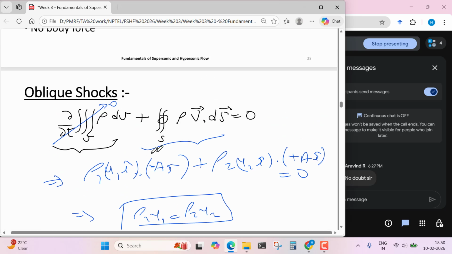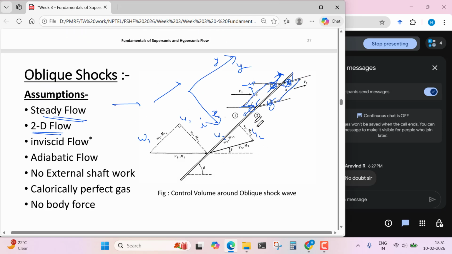Here for the surface A, density is ρ1, and velocity, if you see here, you can write the velocity. Let's say this x direction is perpendicular to the shock, y direction is along the shock. So this velocity you can write as u1 i cap plus w1 j cap. This side velocity you can write as u2 i cap plus w2 j cap.